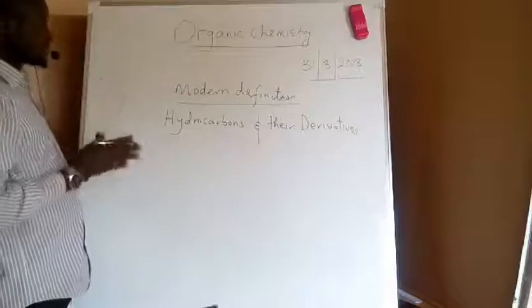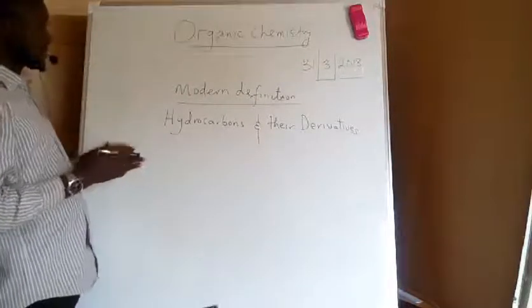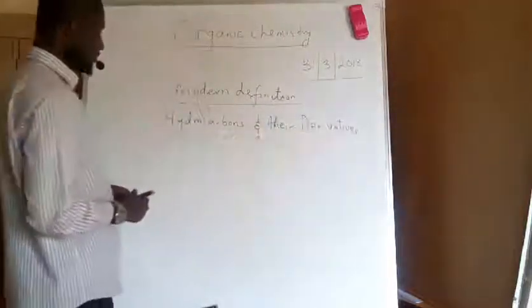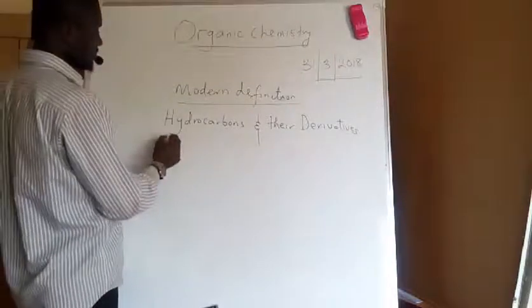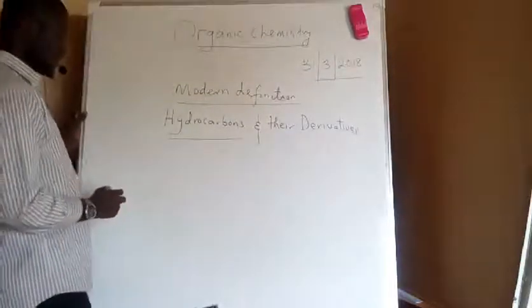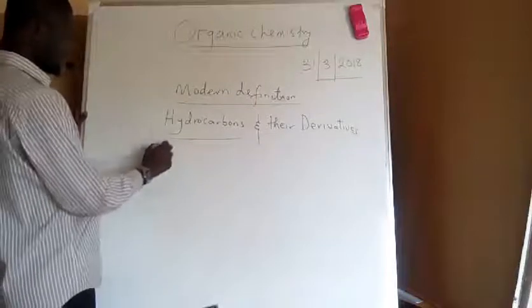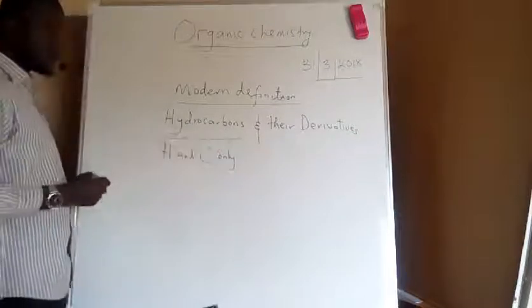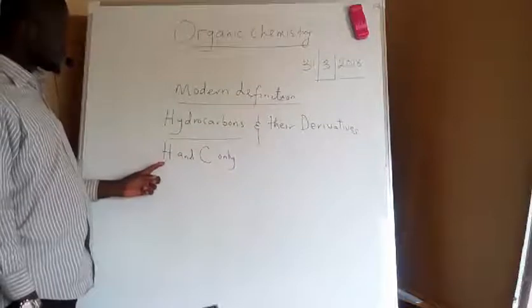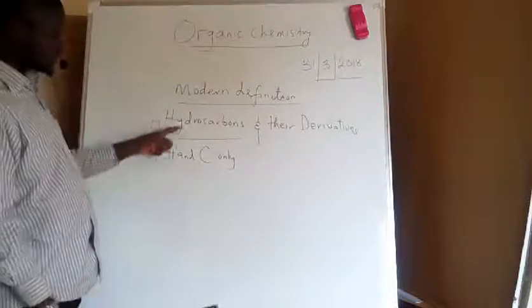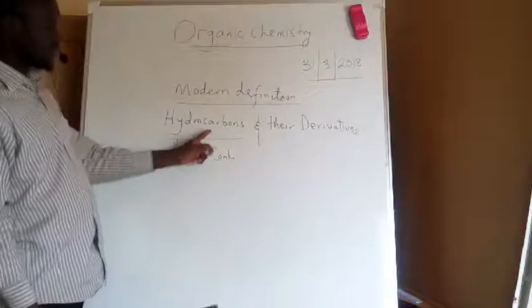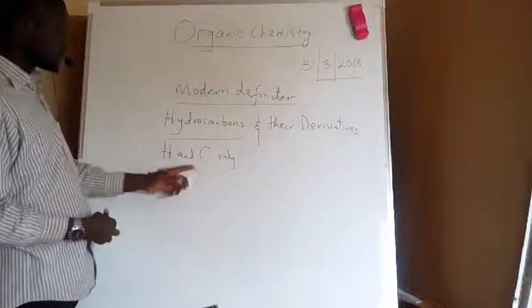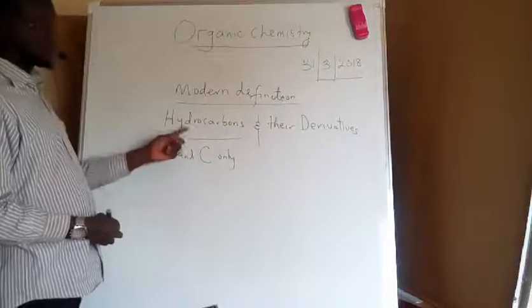Now, if I want to understand the real meaning of organic chemistry, I must understand what a hydrocarbon is and what the derivatives of hydrocarbons are. When we say hydrocarbon, hydrocarbons are compounds that are made up of hydrogen and carbon only. Compounds made up of hydrogen and carbon only are called hydrocarbons. Hydro refers to hydrogen, and of course carbon refers to carbon. So any compound that contains carbon and hydrogen only is said to be a hydrocarbon.